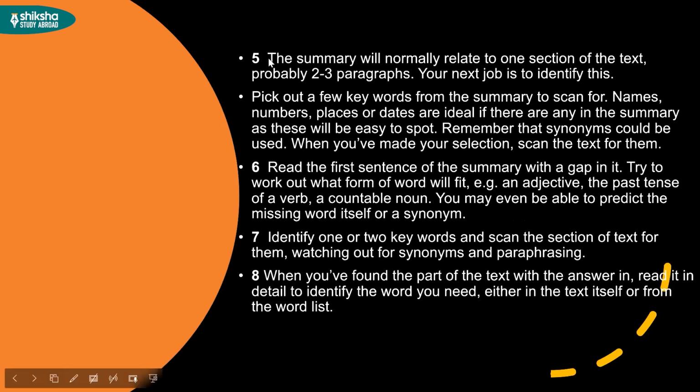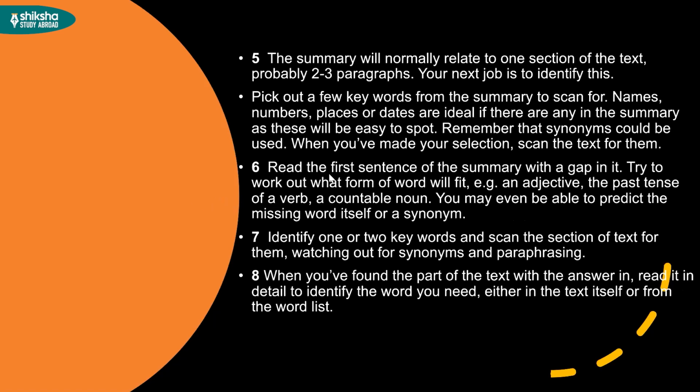Next strategy is, the summary will normally relate to one section of the text, probably 2 to 3 paragraphs. Your next job is to identify this. Pick out a few keywords from the summary to scan for: names, numbers, places, or dates are ideal if there are any in the summary, as these will be easy to spot. Remember that synonyms could be used. When you've made your selection, scan the text from them.